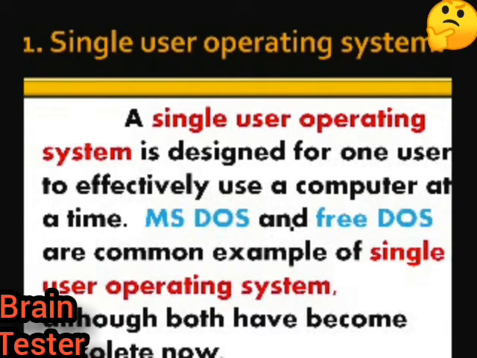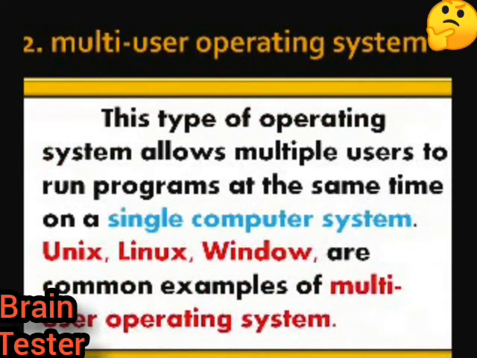We will learn about the single user operating system. It is designed for one user to effectively use the computer at a time. MS-DOS and FreeDOS are common examples of single user operating systems, though both have become obsolete now.